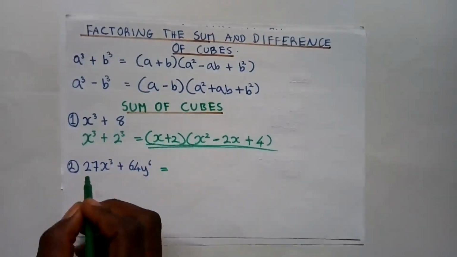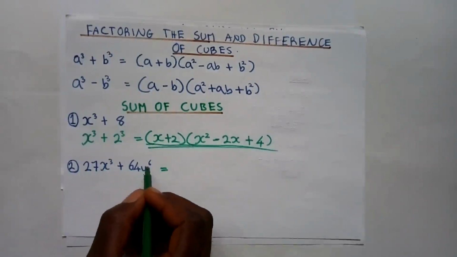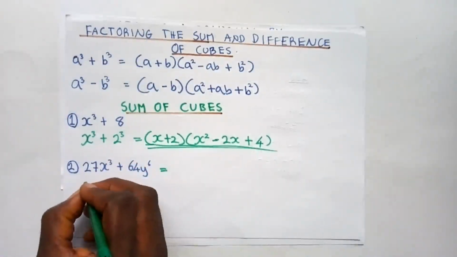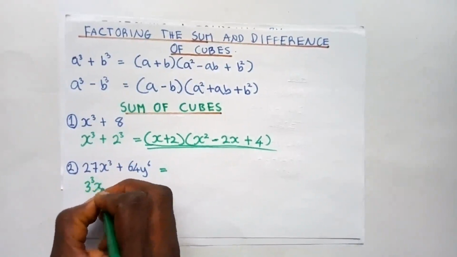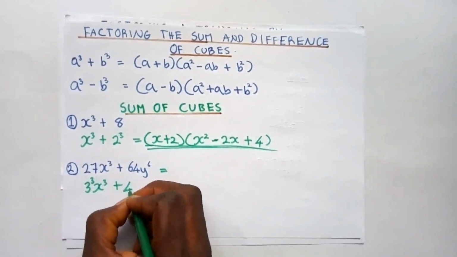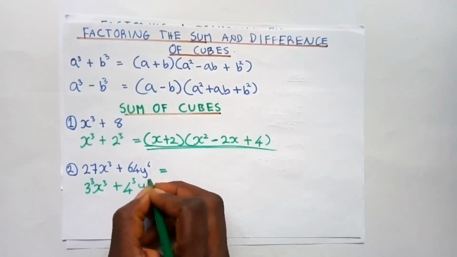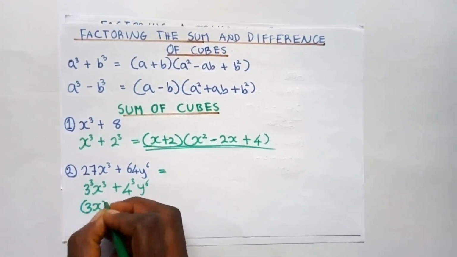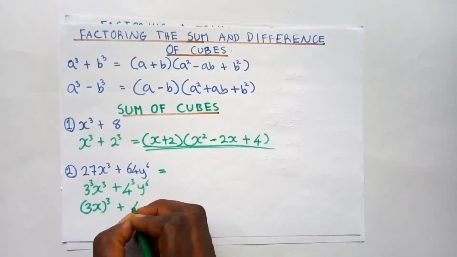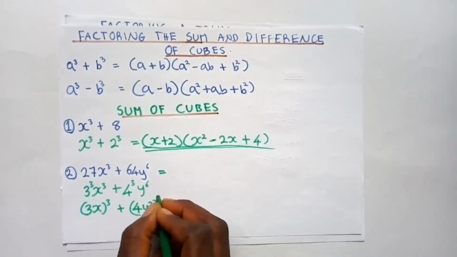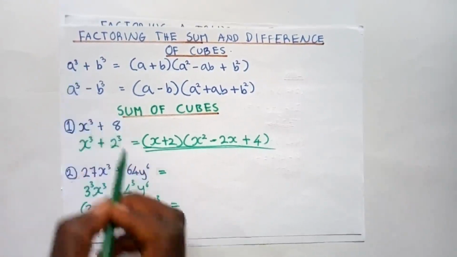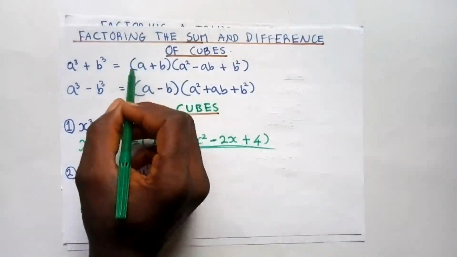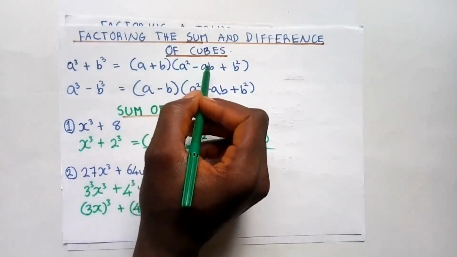Look at the second question here. 27x raised to the power of 3 plus 64y raised to the power of 6. Let's represent this in this format. 27x raised to the power of 3 can be written as 3 raised to the power of 3, x raised to the power of 3, plus 4 raised to the power of 3, y raised to the power of 6. So we can write this as 3x raised to the power of 3 plus 4y squared raised to the power of 3. This is a, this is b. So this is a raised to the power 3 and b raised to the power 3. So you can now write the answer in this format: a plus b bracket a squared minus ab plus b squared.